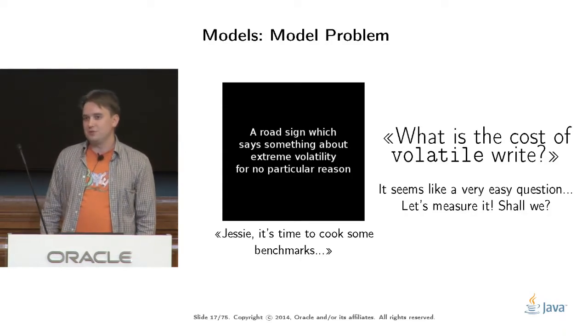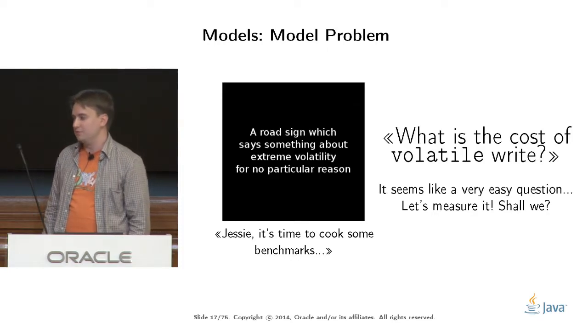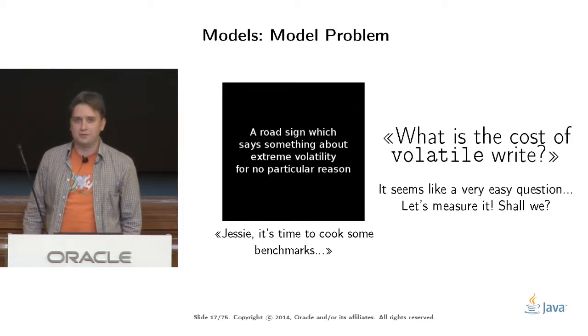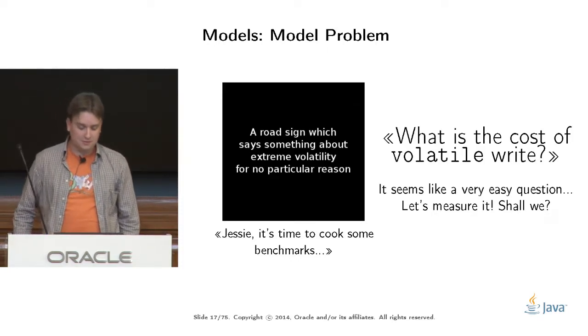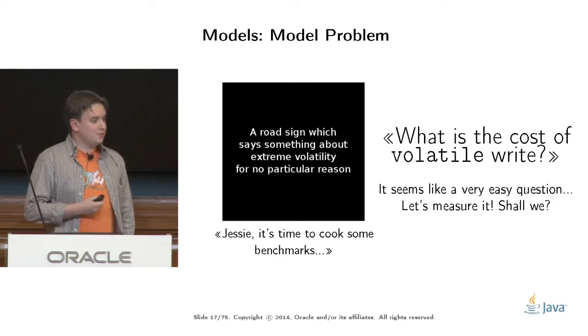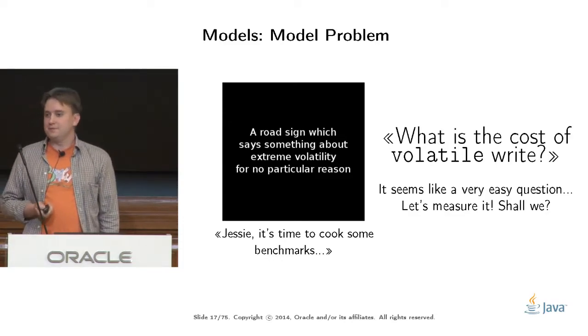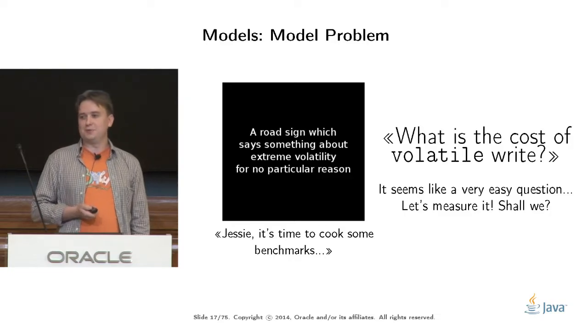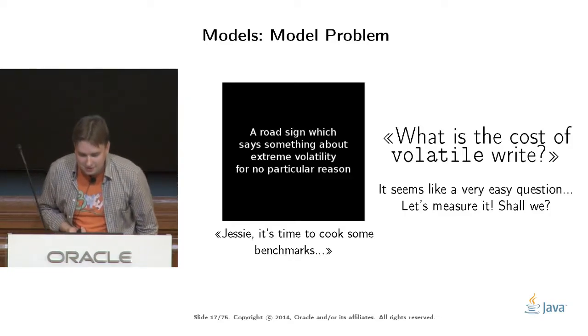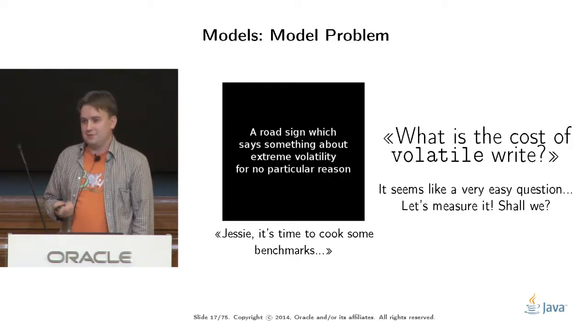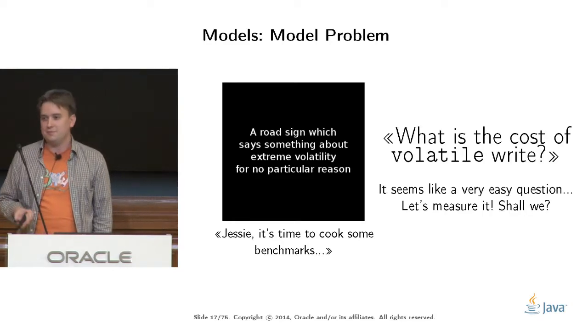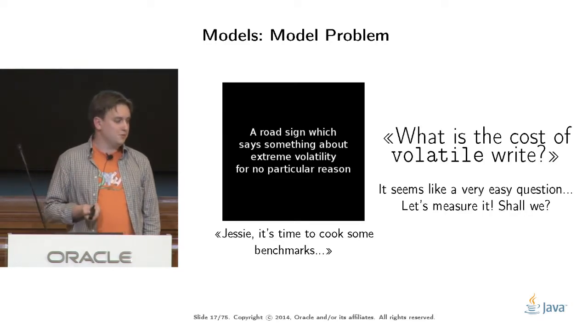All right, so let's do some model experiment. It is a question which is remarkably frequently asked on Stack Overflow, as if Stack Overflow is representative. So what's the cost of a volatile write? Right? It seems to be a very simple question. It's just, I don't know, 7 words in this question. How hard could it be, right? Let's measure it. Let's measure it with JMH, right?